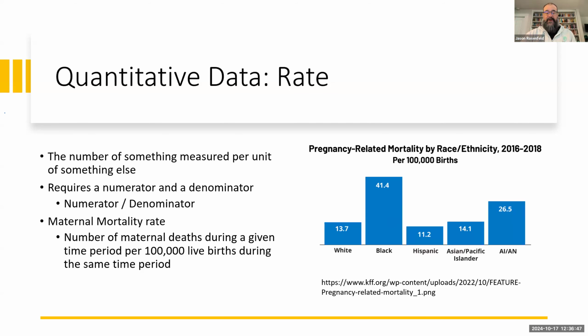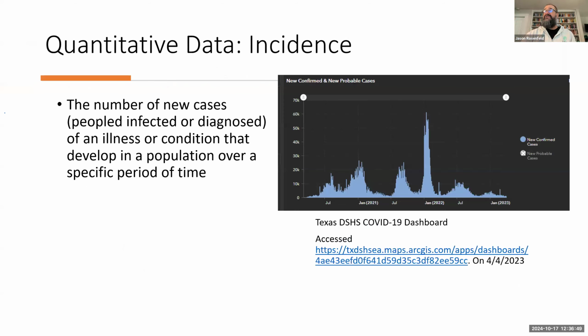So let's move from rates to incidence. Now, for all of us that have lived through the pandemic, you guys have seen these line graphs over and over again. Incidence as compared to prevalence. You're going to hear these terms oftentimes used in public health because they're some of our most common things. Incidence is the number of new cases, people infected or diagnosed with an illness or condition that develops over a period of time.